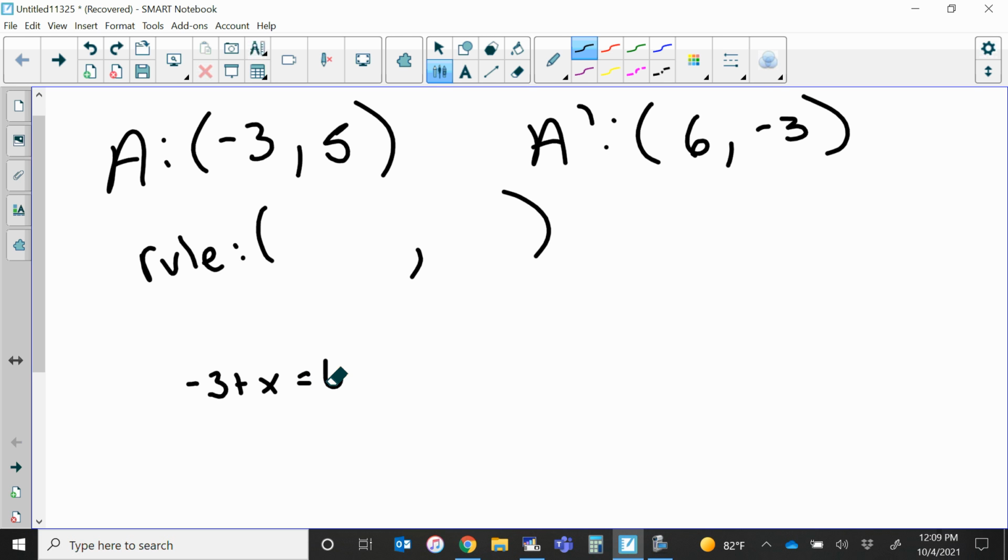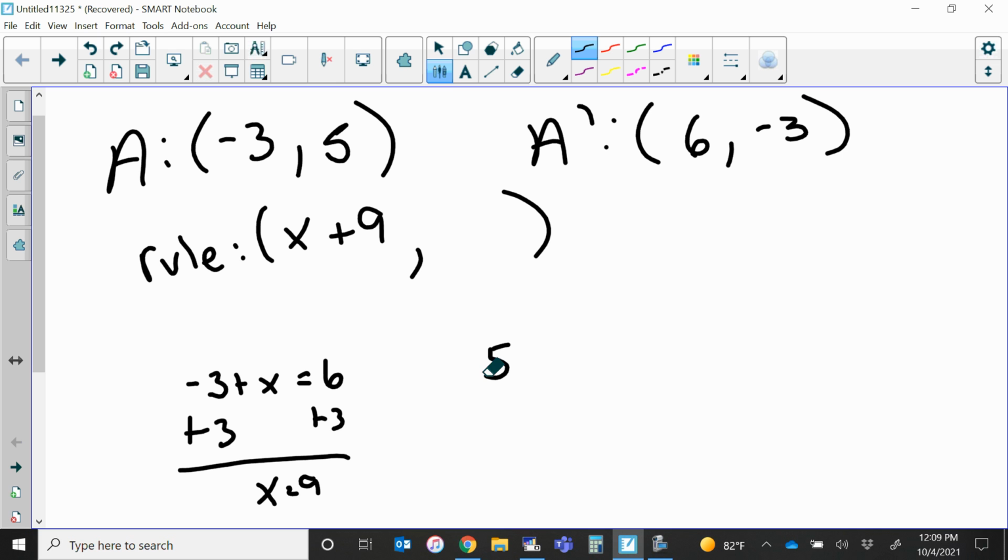Yes, we are going to practice setting up equations. Then we would add 3, and we'd get x equals 9. So our rule would be x plus 9. Does everybody understand how I figured that out? What would I do for the next one? Tell me what I write.